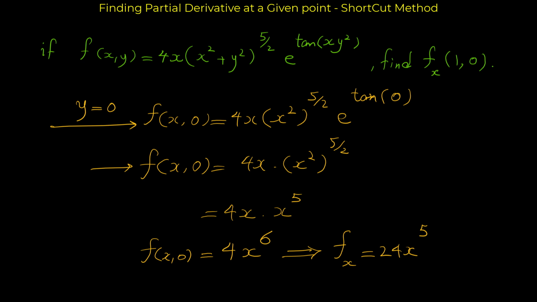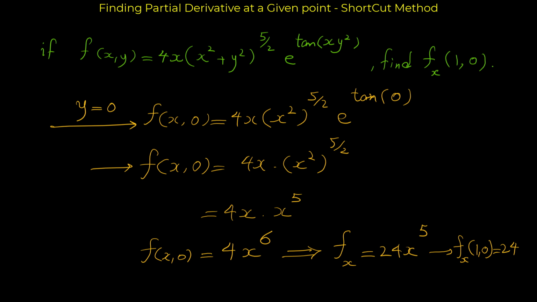Now plug in 1 for x. If we plug in 1 for x, the partial derivative of f with respect to x at (1, 0) would be just 24. We plug in 1 for x, 1 to the 5 is 1, 1 times 24 is 24.